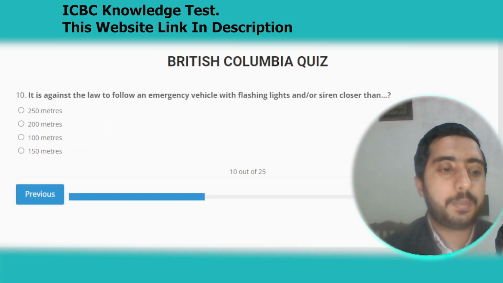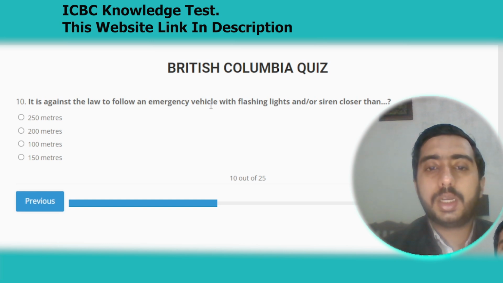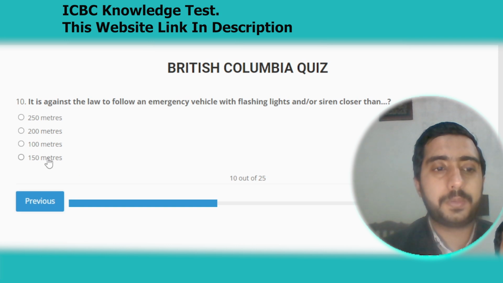Next one. Question number 10. It is against the law to follow an emergency vehicle with flashing lights or siren closer than 150 meters.